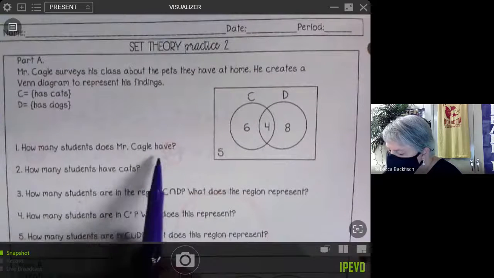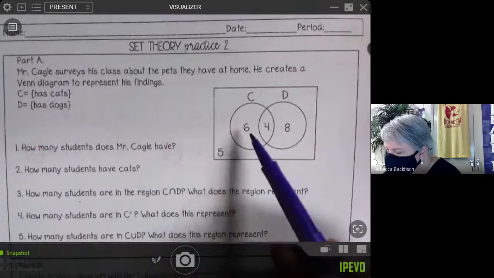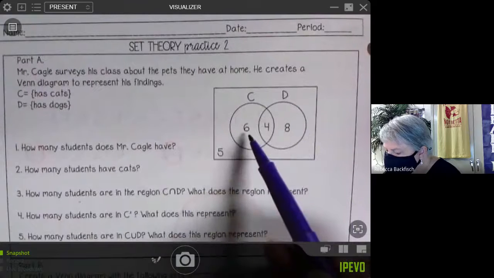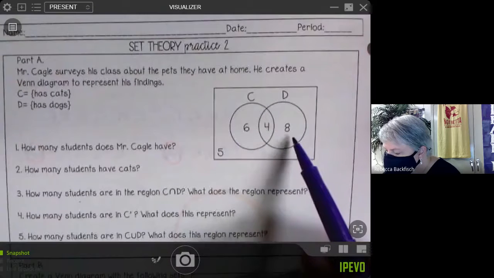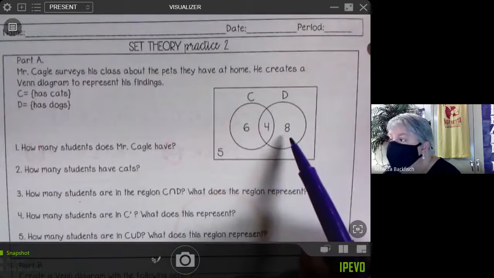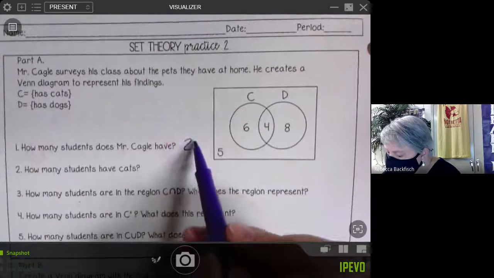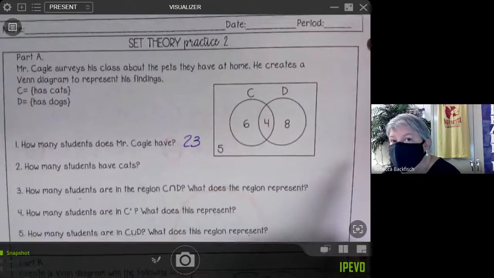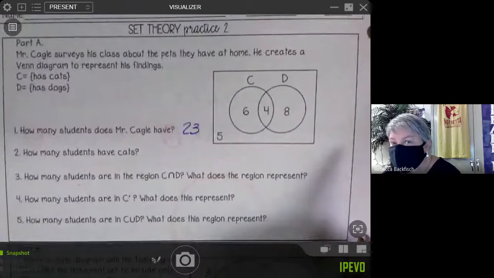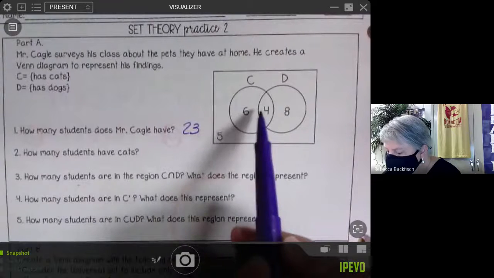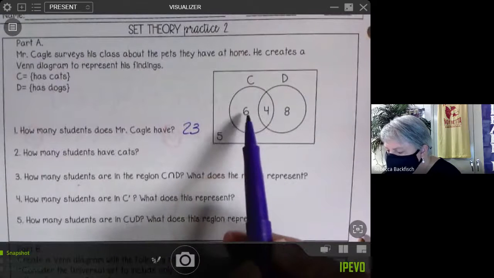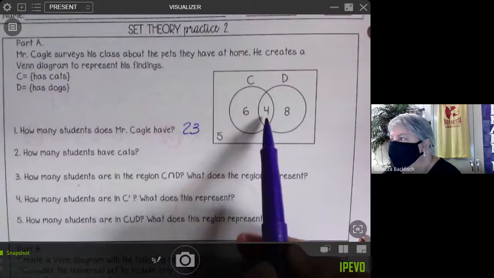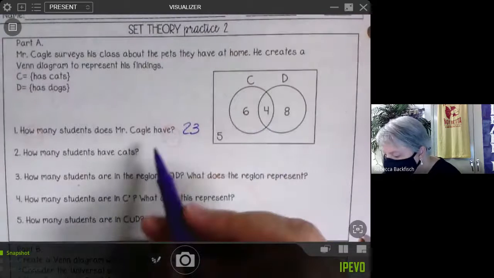So how many students does he have total? That would be anybody anywhere. So 5 plus 6 plus 4 plus 8 should be, I think, 23 students. How many students have cats? Now, let me just point out that the common error with this is for people to accidentally look at just one of these numbers, but not both. The number 6 and the number 4 are both inside the circle for C. So 6 plus 4 is 10.